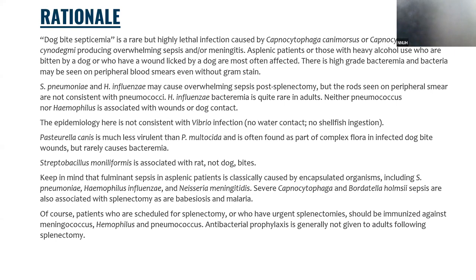Keep in mind that fulminant sepsis in an asplenic patient is classically caused by encapsulated organisms, including Strep pneumoniae, Haemophilus influenzae, and Neisseria meningitidis. Severe Capnocytophaga and Bordetella holmesii sepsis are also associated with splenectomy, as are babesiosis and malaria. Of course, patients who are scheduled for splenectomy or who have urgent splenectomies should be immunized against meningococcus, Haemophilus, and pneumococcus. Antibacterial prophylaxis is generally not given to adults following splenectomy. Excellent. You got the idea?